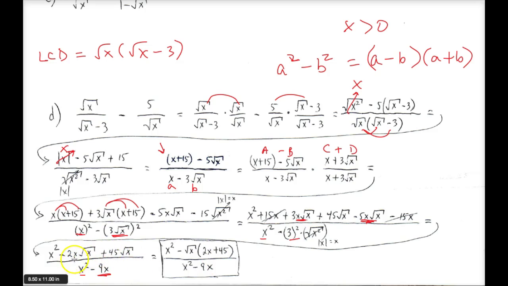And then of course, here, these two terms are like terms because they both have a square root of x in them. So we essentially just factor the square root of x out of both of these terms and write it as x squared minus square root of x times 2x plus 45, all that in parentheses, and then divided by what we said our denominator was, which was x squared minus 9x.